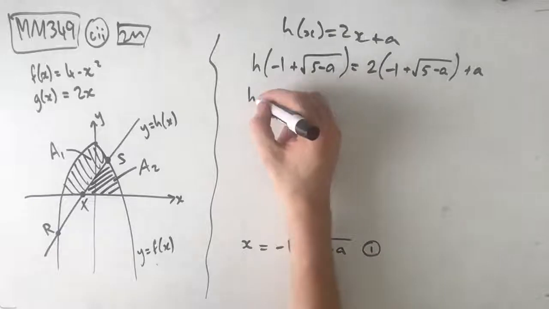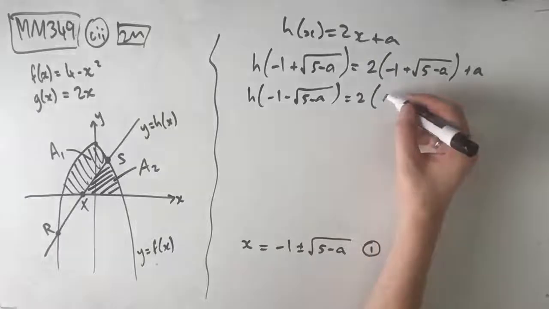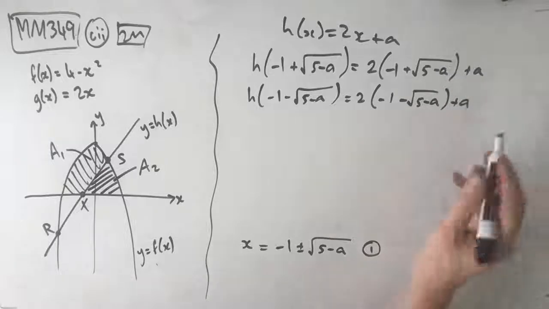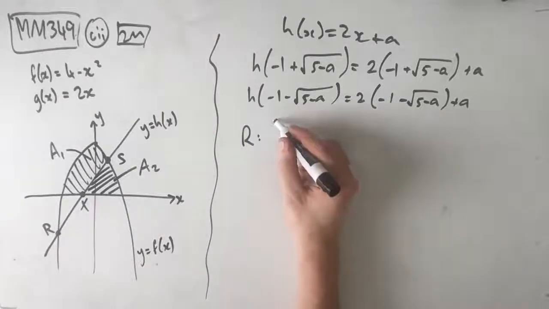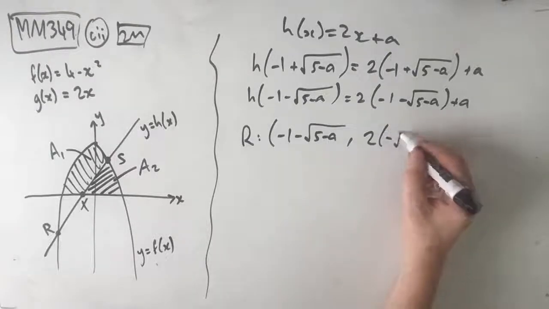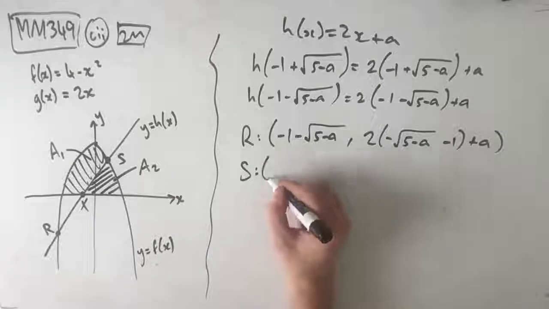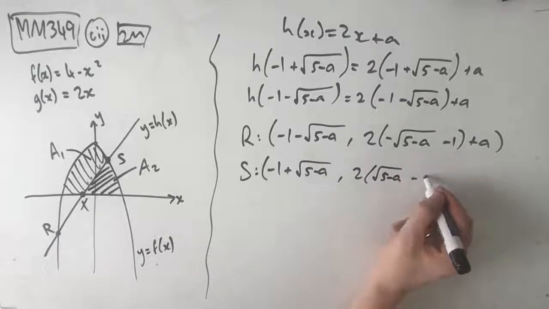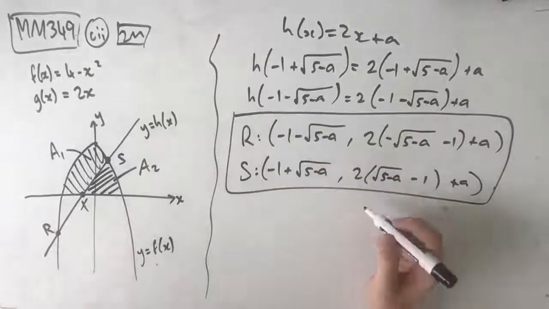And then h of negative 1 minus root 5 take a is equal to 2 times negative 1 minus root 5 take a, plus a. So that means R is negative 1 take root 5 take a, to negative root 5 take a take 1 plus a. S is negative 1 plus root 5 take a, to root 5 take a take 1 plus a. This bit here is our second and final mark for part II.